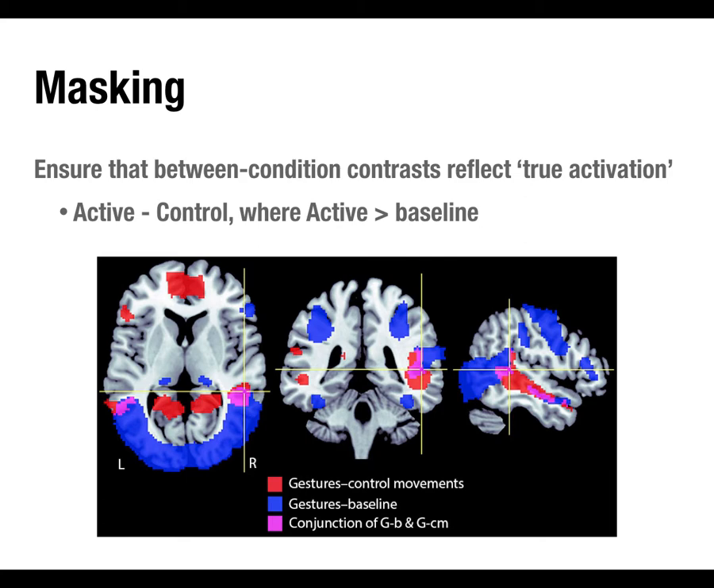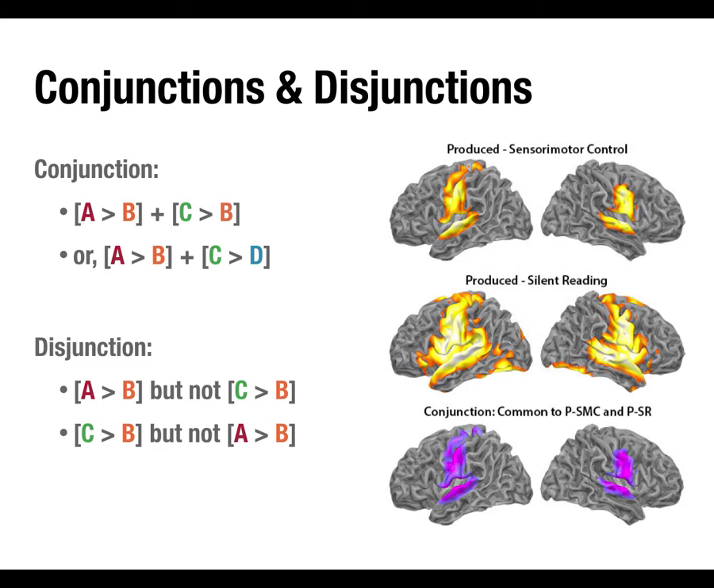So that masking process is an essential step for most fMRI analyses to really isolate brain activation you care about. Quite closely related to that is this notion of conjunctions. So in a sense, what I showed you before was a conjunction between the gesture versus baseline contrast and the gesture versus control contrast. More generally, a conjunction is looking at what's active in the brain across two different contrasts.